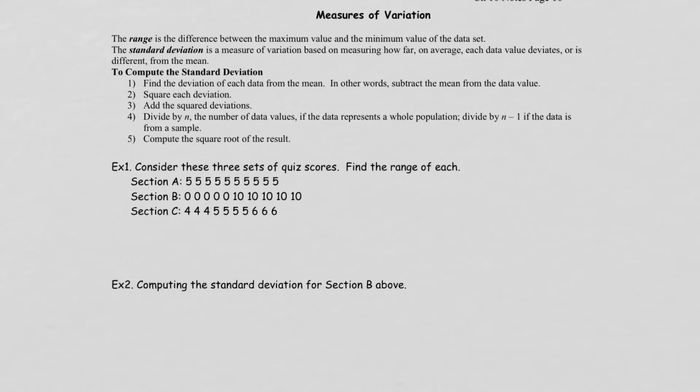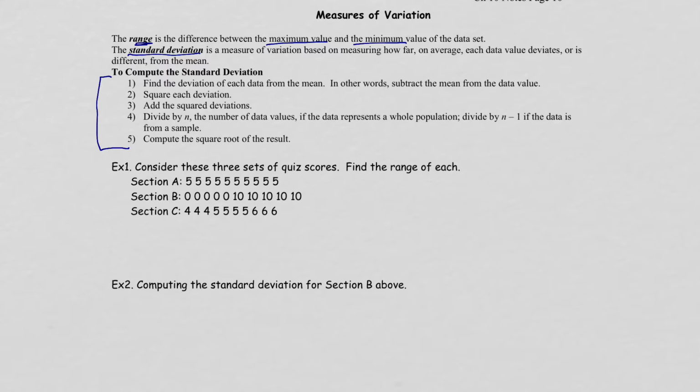This lesson, we're going to talk about measures of variation. For measures of variation, we have range and standard deviation that we're going to look at. Range is figured out by the largest number minus the smallest value from the given data. Standard deviation is a little longer procedure, and I will show you by example.